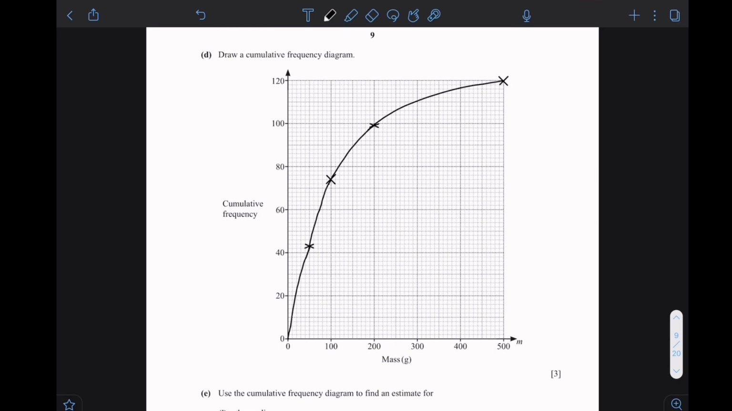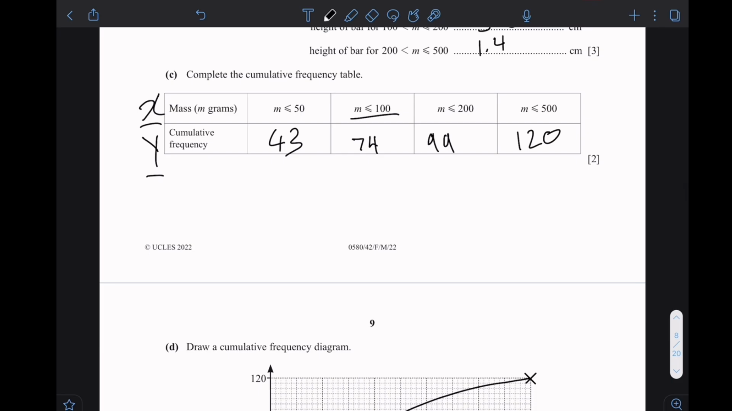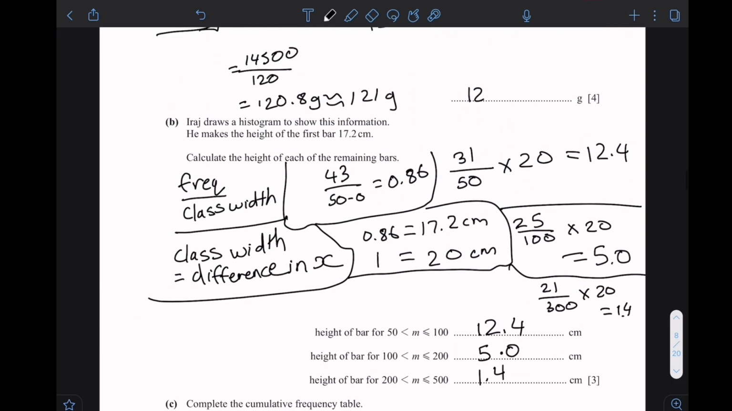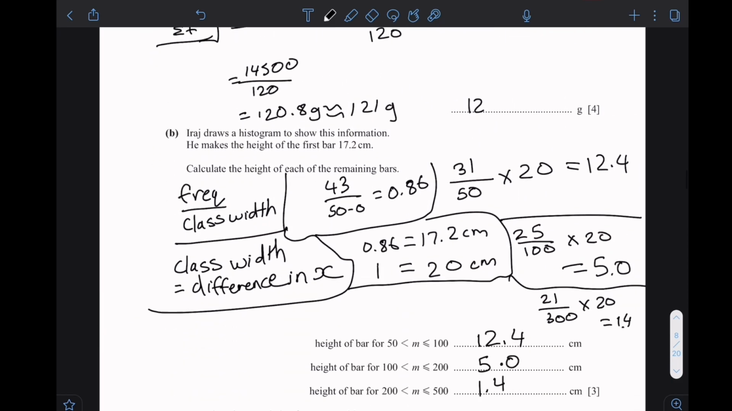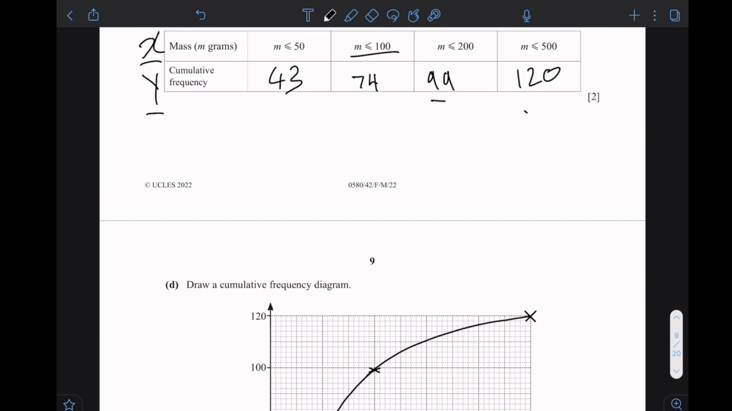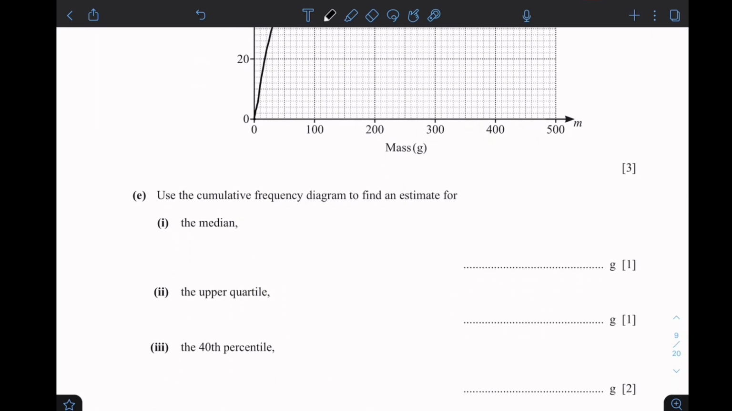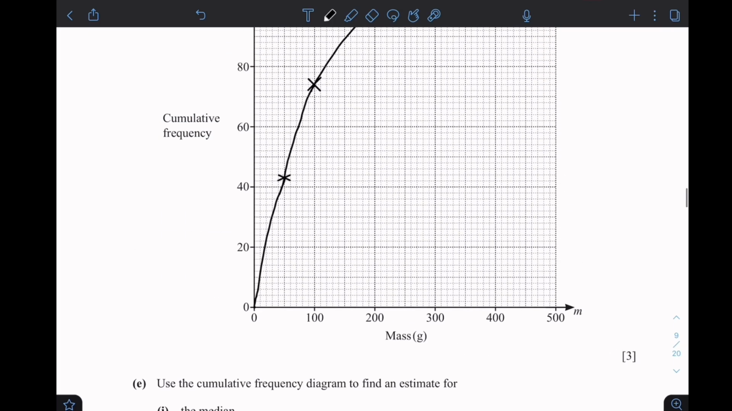Okay, so I have plotted the graph over here, and just note that I accidentally made a mistake over here. 43 plus 31 is 74 and not 71, and because of that these two are also incorrect. So yeah. Okay, so moving on, you use the cumulative frequency diagram to find an estimate for the median.